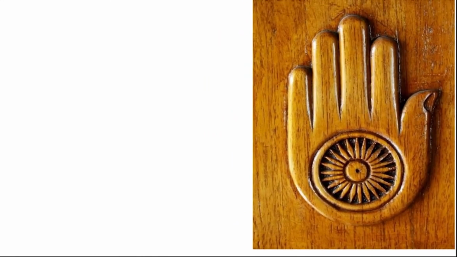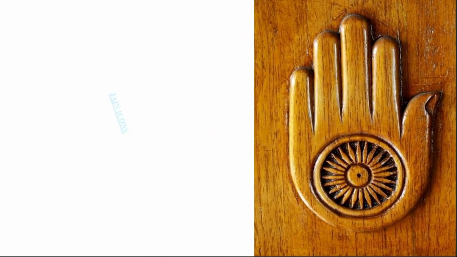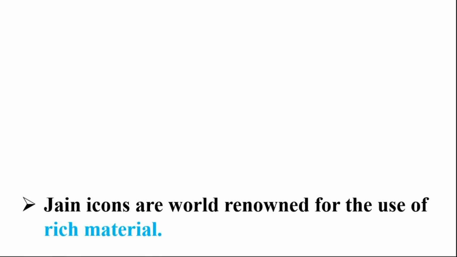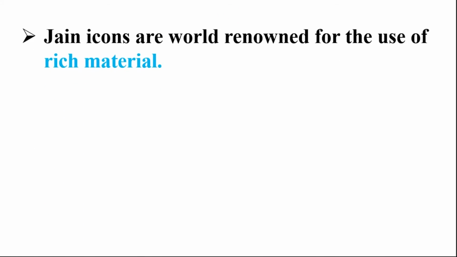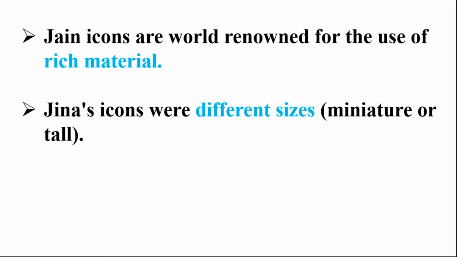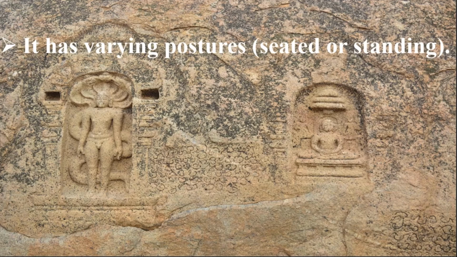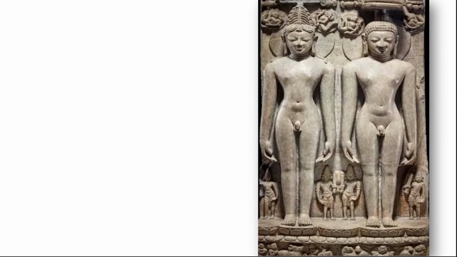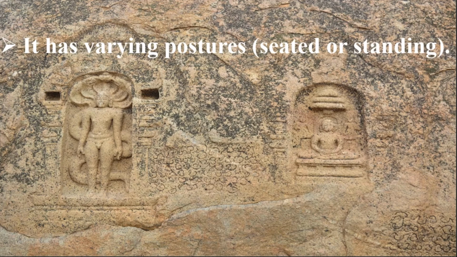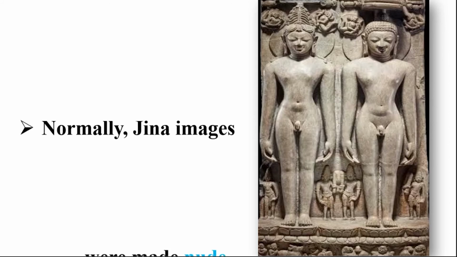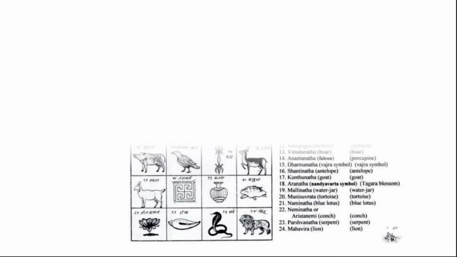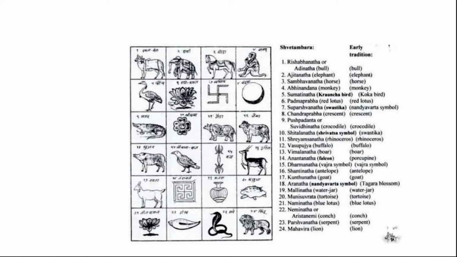Next we will move on to the third classification of Jain architecture, that is Jain icons. Jain icons are world renowned for the use of rich materials such as metals, marbles, stones and so on, and aesthetic beauty is a notable point of Jain icons. They come in different sizes from small to large and different postures from seated to standing. Normally Jain idols were made nude. Earlier Jain idols do not have any identification mark, but later idols are adorned with identification marks.